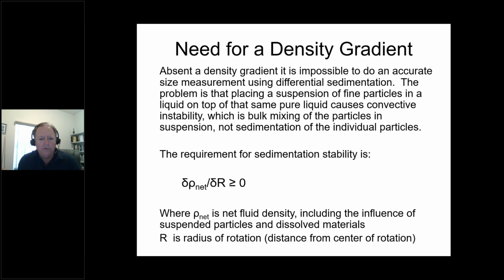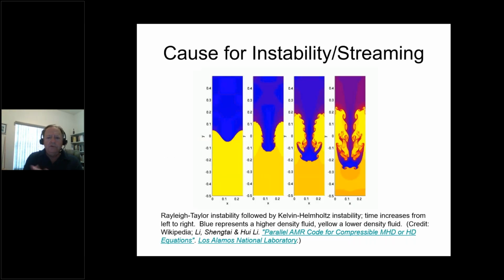So if you go from the surface of the density gradient to the outside edge of the density gradient, there's a continuous increase. And that continuous increase ensures stability of sedimentation. And by that, I mean the particles actually sediment as particles and not as bulk material. If you don't have a density gradient, you get what is called instability or streaming, and this series of diagrams shows how that process takes place. There's actually a couple of names for it: Rayleigh-Taylor instability and Kelvin-Helmholtz instability. But you can see what happens here.